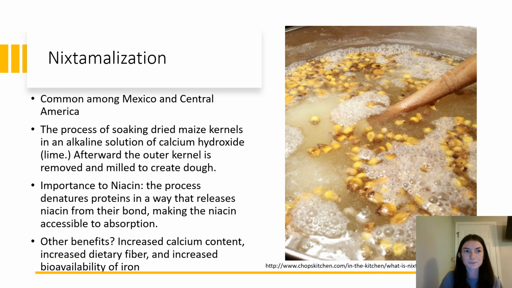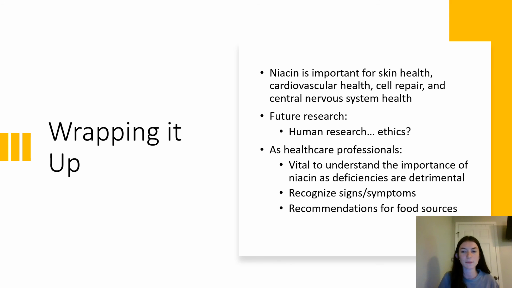Okay, so now we're finishing up this slideshow, and I just wanted to reiterate my important information. So niacin is important for your skin health, cardiovascular health, cell repair, and also your central nervous system health. And then I also wanted to consider some of the future research. I think there's still a lot of research to be done, especially with niacin in the central nervous system. And something I would really like to see is more research done on the human central nervous system as opposed to mice. However, I think part of the problem here is the ethics of it all.